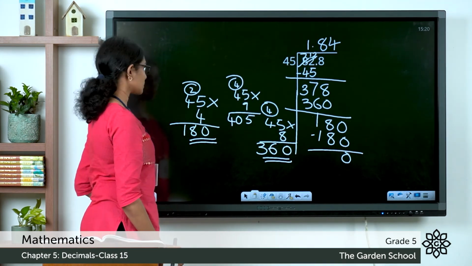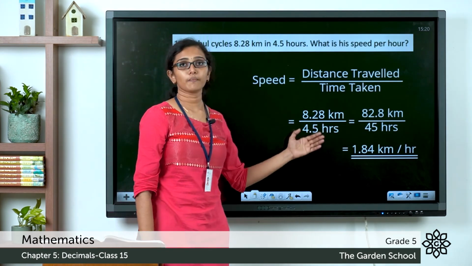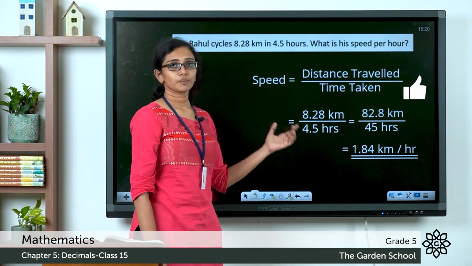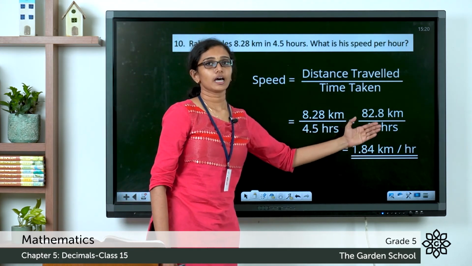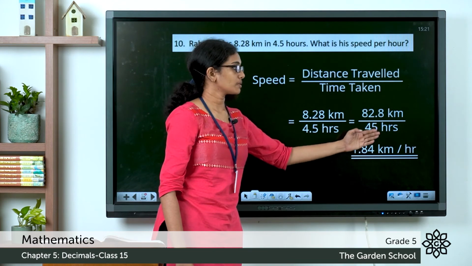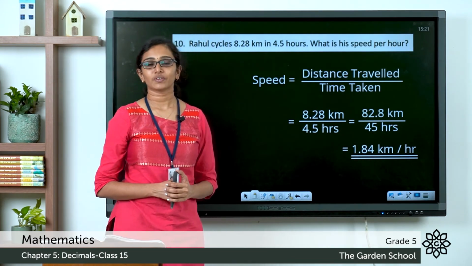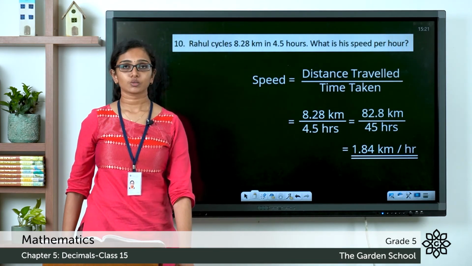So, the quotient to this division is equal to 1.84, which is the speed that Rahul cycles. 1.84 kilometer per hour. Unit of speed is kilometer per hour. Hope you are clear with this question. Now, let's see the next one.